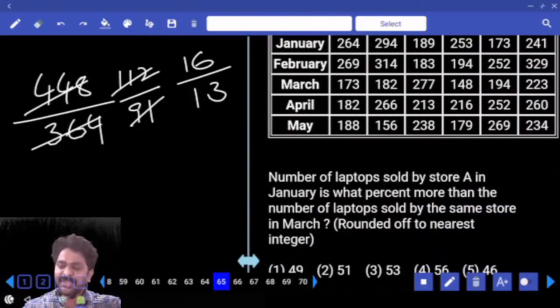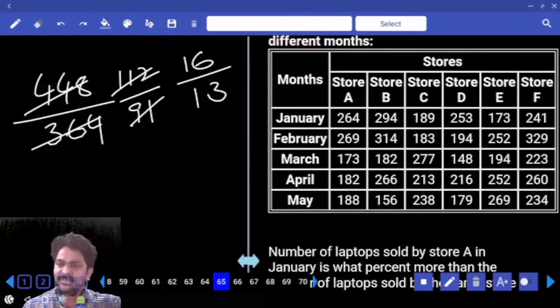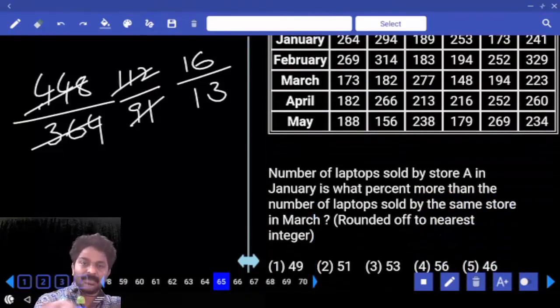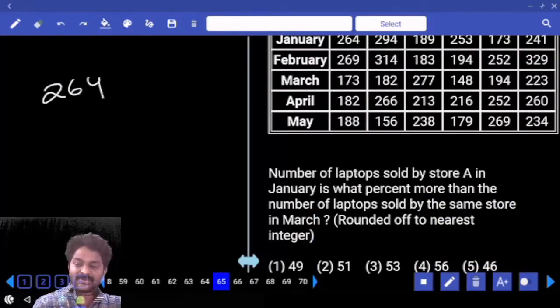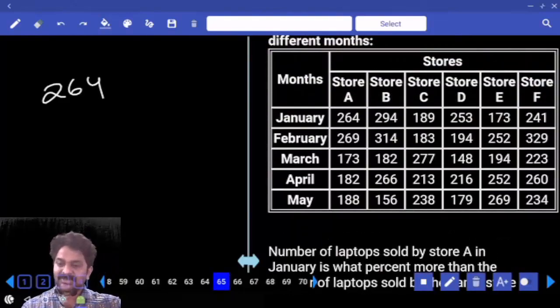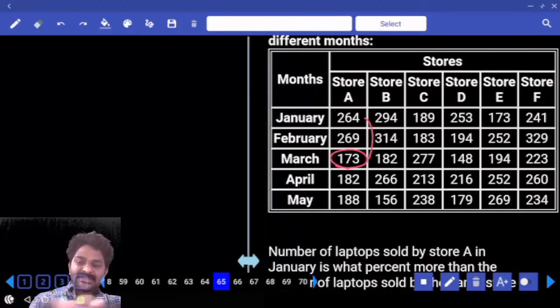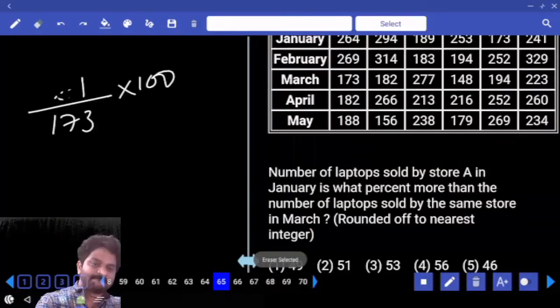Number of laptops sold by A in January, 264, is what percent more than laptops sold by same store in the month of March? In the month of March, 173. So 264 is how much more than 173? Yes. Difference is 91. Right.